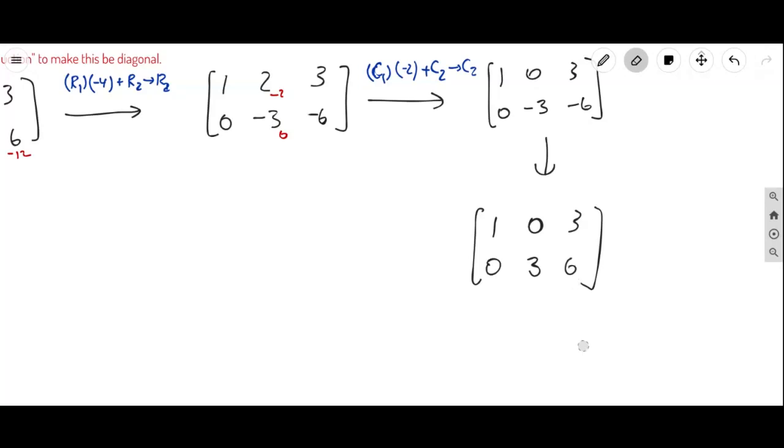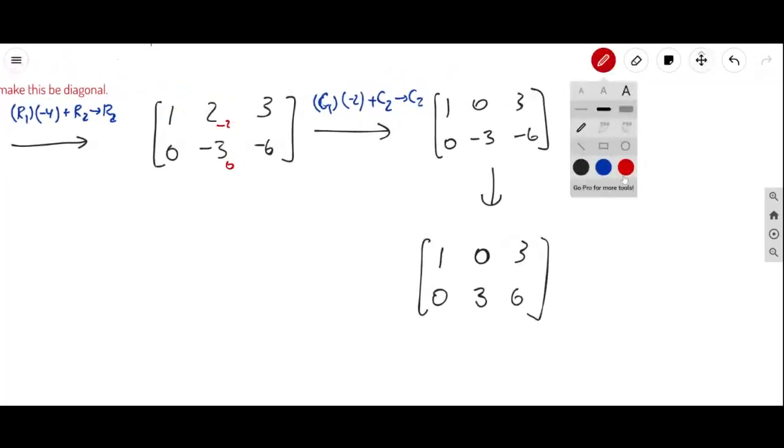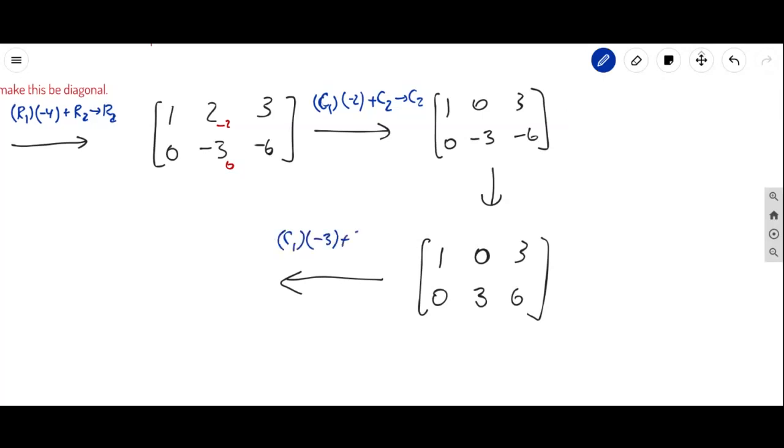So how does one eliminate these two numbers? You can eliminate this 3 very easily by doing this. You would take column 1, and we're going to eliminate this 3. So we'll take column 1, multiply it by -3, add it to column 3, and then substitute it into column 3.